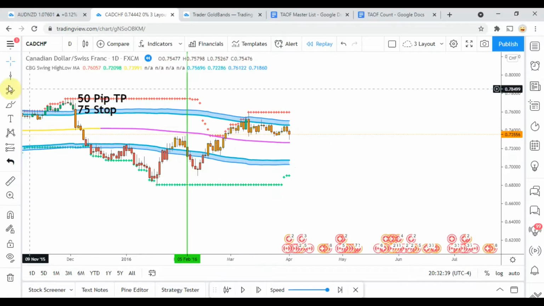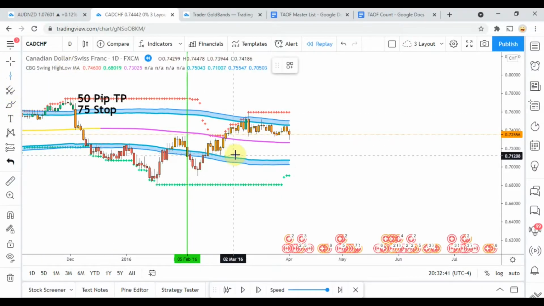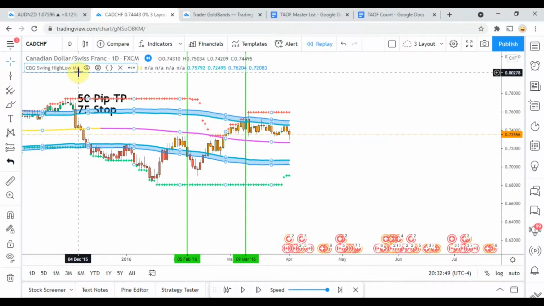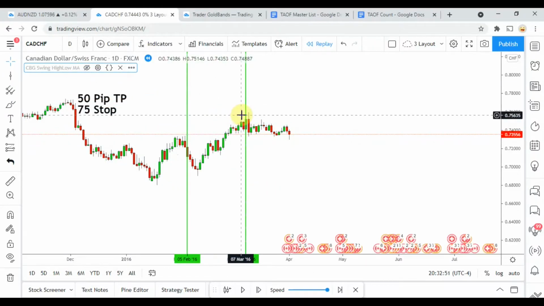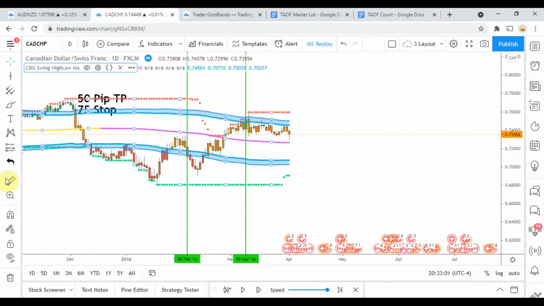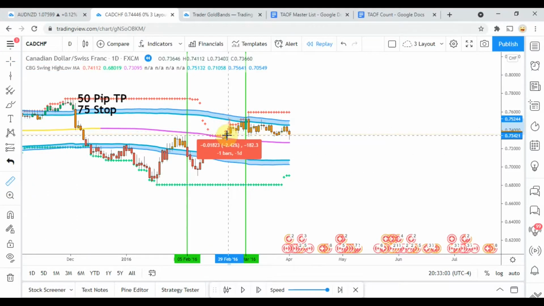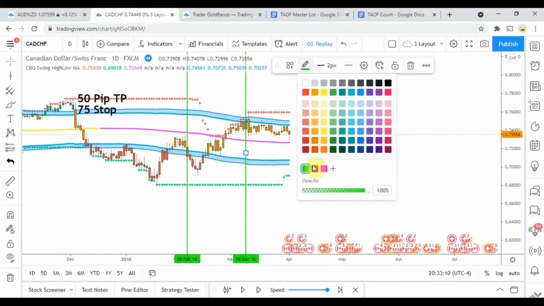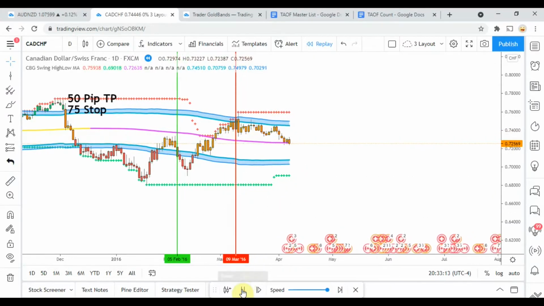All right, over here on this side, we pick up a long right there. Now, the reason why I don't like bar coloring indicators is I need to be able to see what color this bar was here. Right after we get this big green bar right here, we get a big red bar right there. I do believe that that would have stopped us out. Yes, it did. So unfortunately, that one right there would be a losing trade.